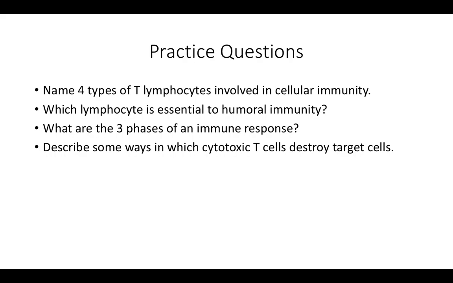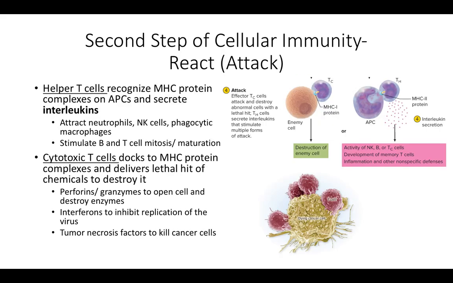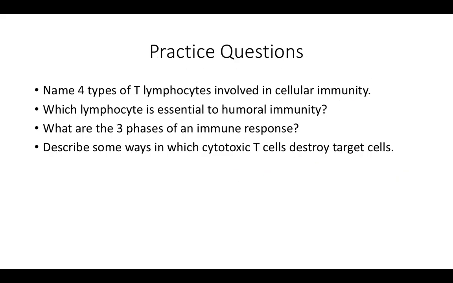And then in the reaction phase, what's happening there? There are 2 different ways that a cell could react. We could employ helper T cells, or we can employ cytotoxic T cells directly. And then finally, remember. How do our cells remember for the next time that we come into contact with an antigen? And then finally, describe some ways in which cytotoxic T cells destroy target cells. We talked about perforins and granzymes. What do those do? We talked about tumor necrosis factors. We talked about one other thing here. Oh, interferons. Okay, so talk about what each of those are and what their functions are.